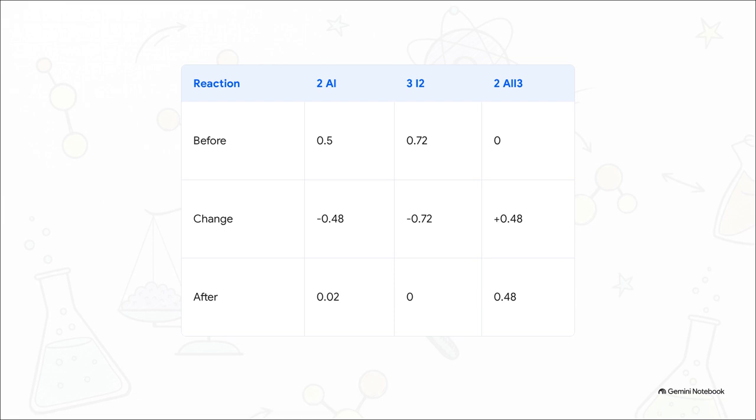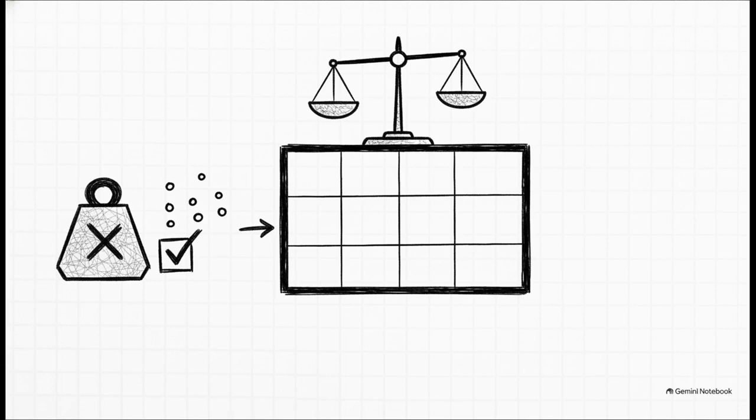The change row shows the actual chemical reaction taking place, and keep a really close eye on this. Reactants get a minus sign because they're being used up, and products get a plus sign because they're being created. Finally, the after row is just the simple maths of before combined with change. It tells you exactly what is sitting in your beaker the moment the reaction stops. Now, to use these BCA tables properly, you absolutely must follow these golden rules.